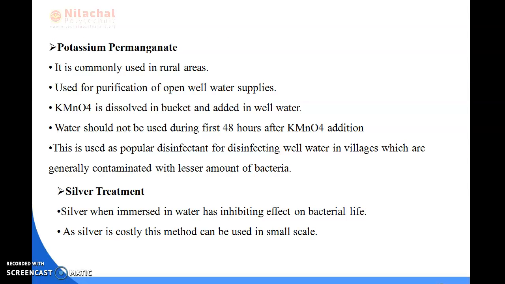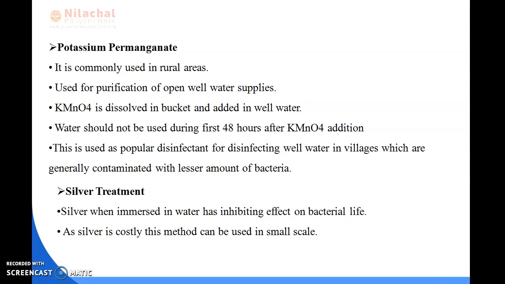Next is potassium permanganate. It is commonly used in rural areas. It is used for the purification of open well water supplies. KMnO4, that is potassium permanganate, is dissolved in a bucket and added to the well water. Water should not be used during the first 48 hours after the KMnO4 addition.